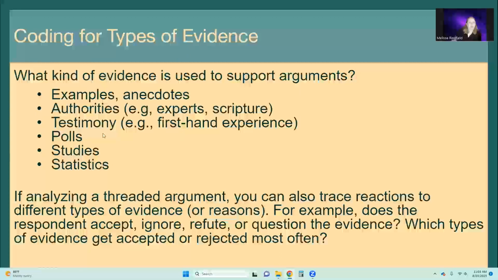Coding for types of evidence: so what's commonly used in this community to support their claims and reasons? Do they use examples or use anecdotes? Do they cite authorities, give firsthand experience? Do they cite polls, studies, statistics? Sometimes you can even trace the reaction to different types of evidence to figure out which types of evidence are most accepted or rejected.